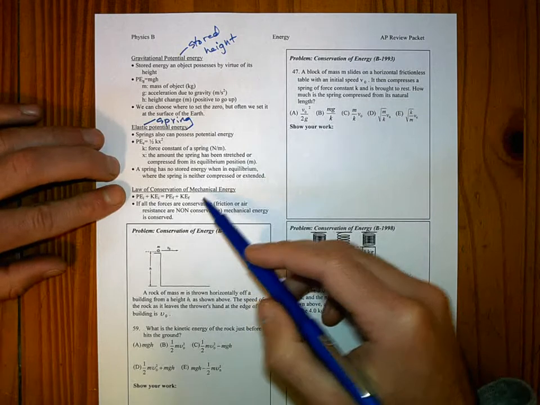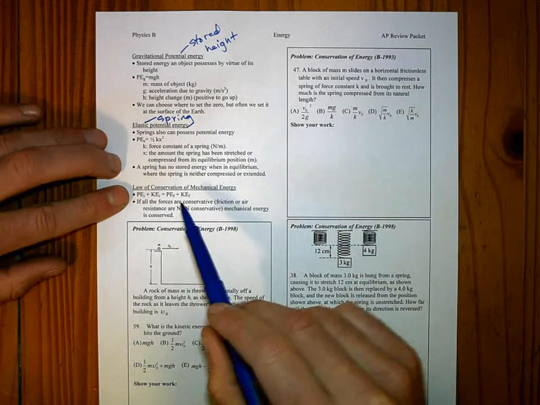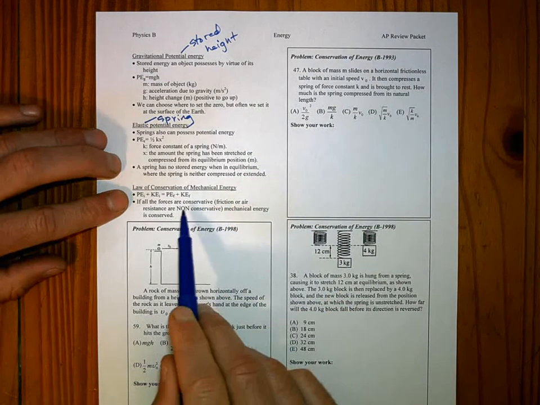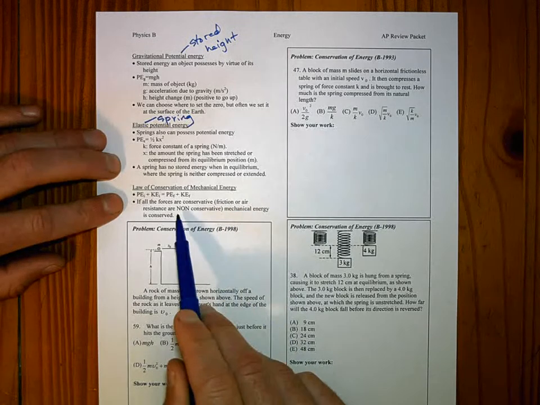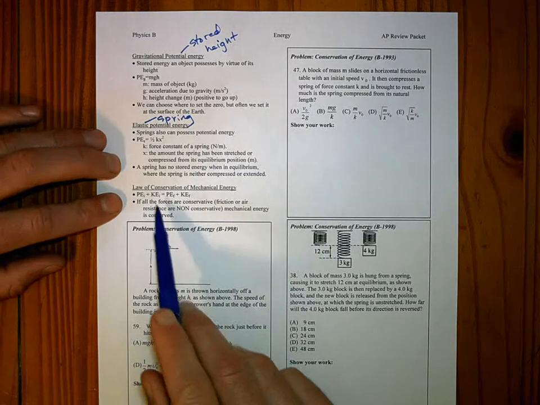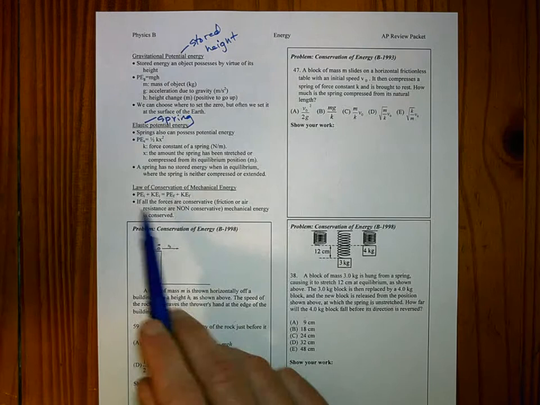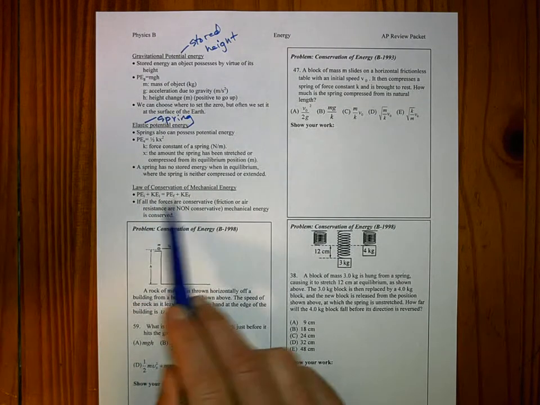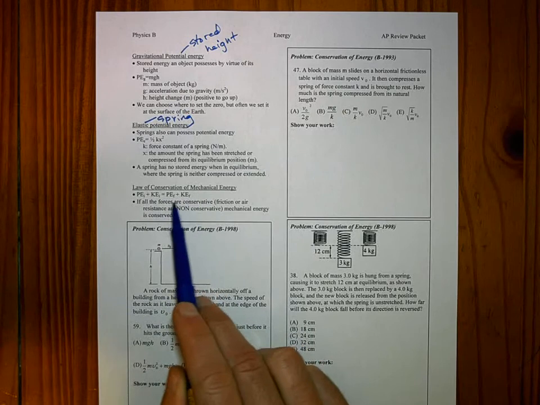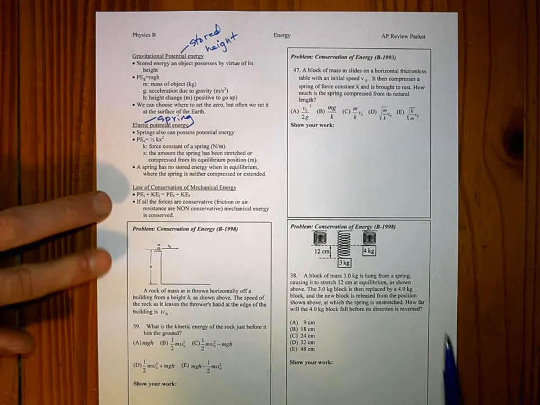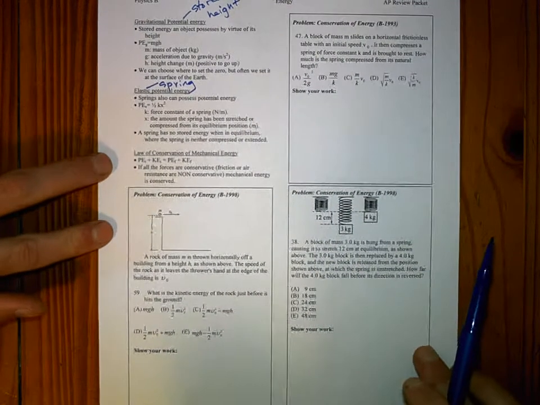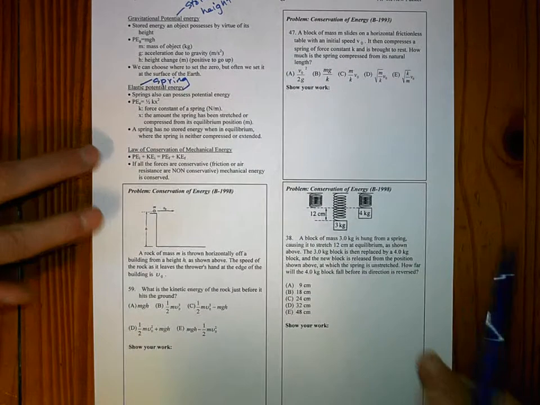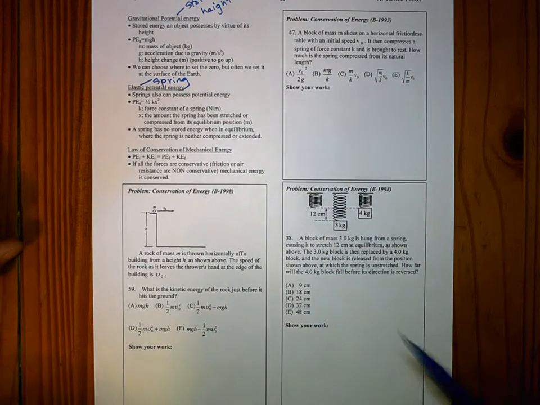Conservation of mechanical energy tells me that as long as I have no friction, no air resistance, mechanical energy is conserved. All the potential plus kinetic at the beginning of a problem is equal to all the potential and kinetic at the end of a problem. So the last three problems are conservation of energy problems. Go ahead and give those a try. Pause the video now.